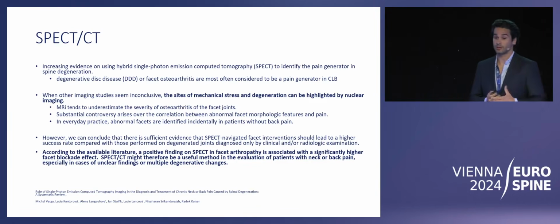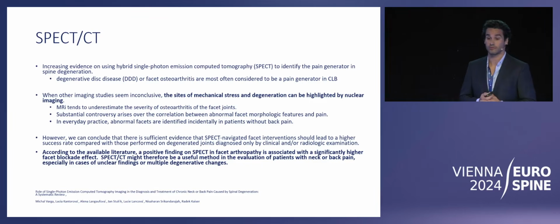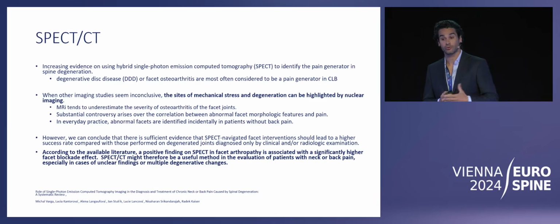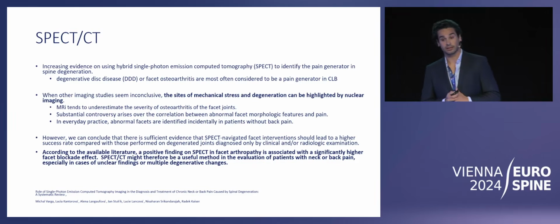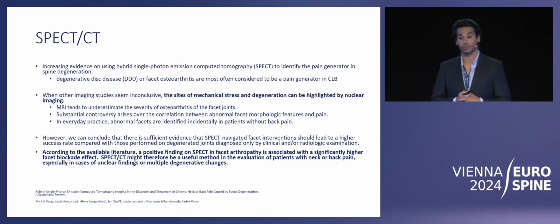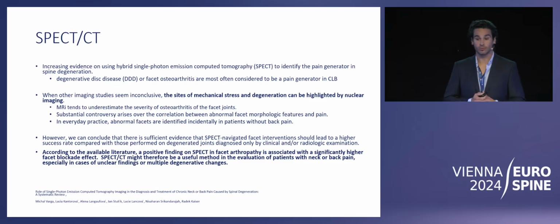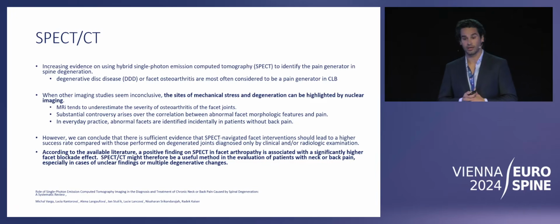For SPECT-CT, there is increasing evidence of use to identify the pain generator itself in spine degenerative disease, especially DDD and facet osteoarthritis. The site of mechanical stress and degeneration can be highlighted by nuclear imaging. So MRI tends to underestimate the severity of osteoarthritis of the facet joints, and controversy also arises over the correlation between abnormal facet joint morphology on MRI and pain, which don't always align. In everyday practice, abnormal facets are identified incidentally in patients without any back pain. We see that on an everyday basis.